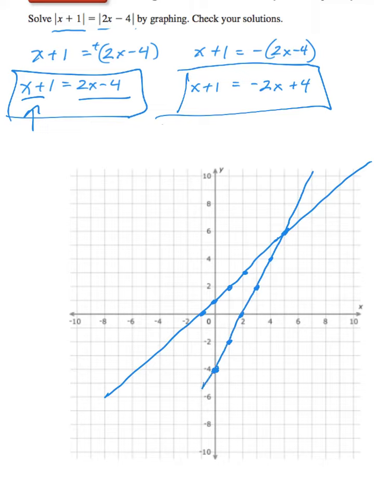And what is that point? Most importantly, what's the x value of that point? Anyone? 5, right? The point is 5, 6, but we're interested in the value 5, right? So we have x equals 5 over here.